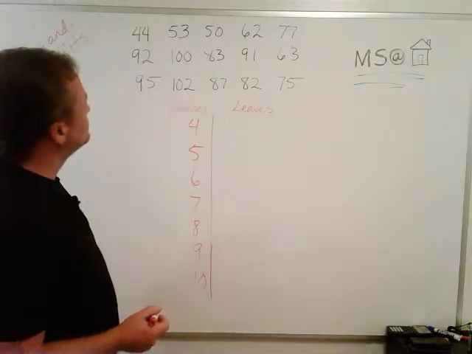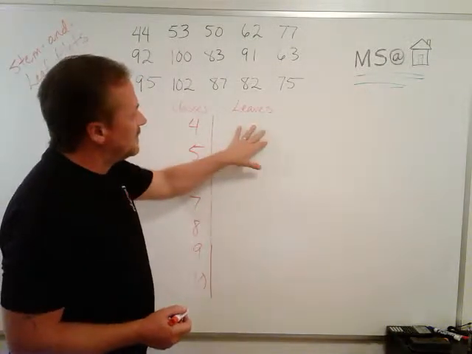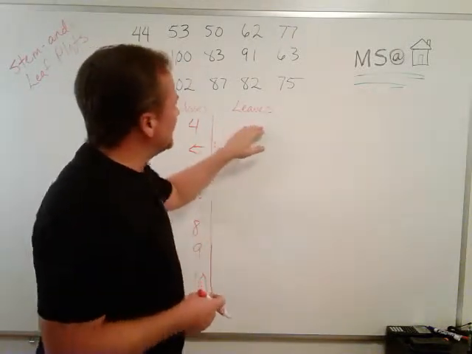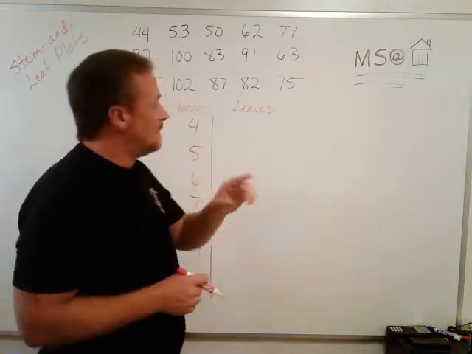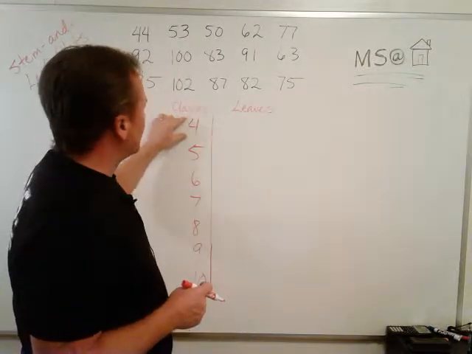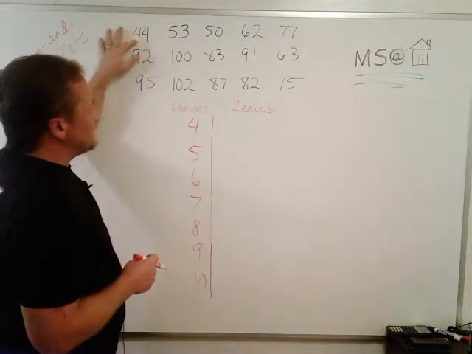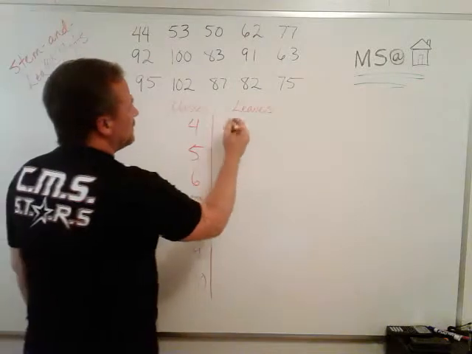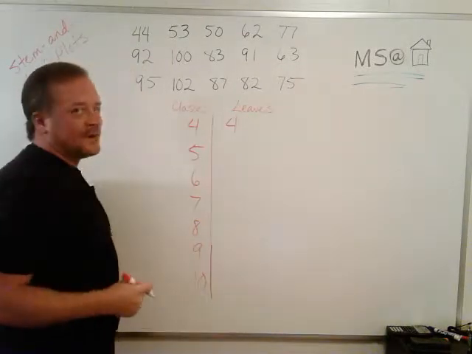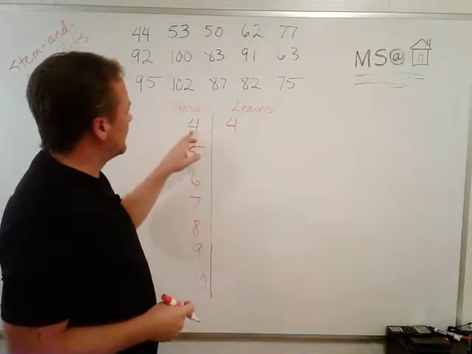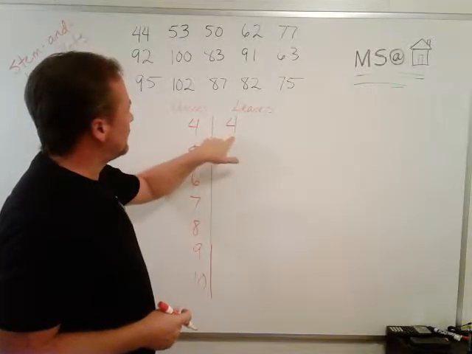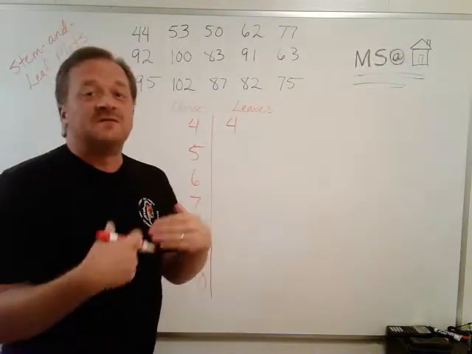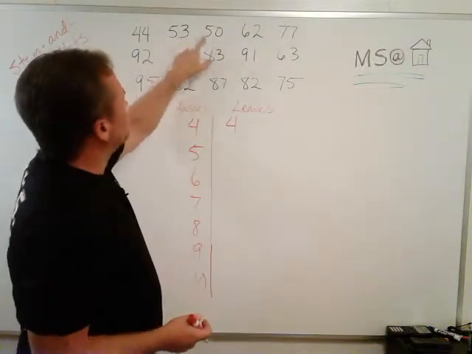Does that look good? And then over here, in order, I'm gonna list the leaves, the ones places on this side for each class. This class is easy because there's only one score in here that's in the 40s, and that's 44. So I'm gonna put a 4 for a leaf. Notice this reads 44. Easy.